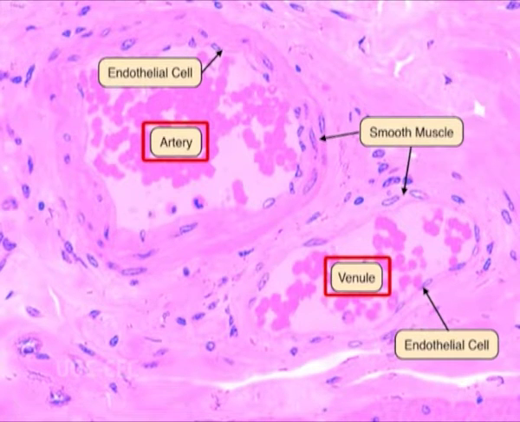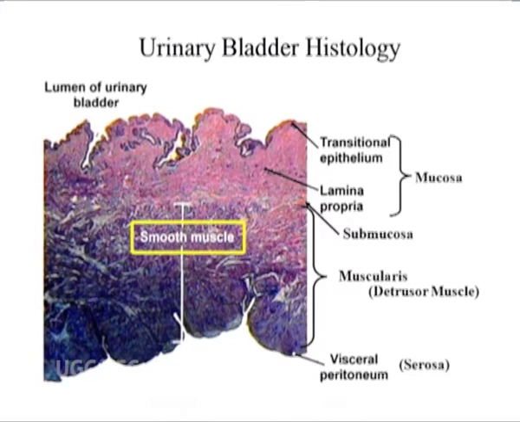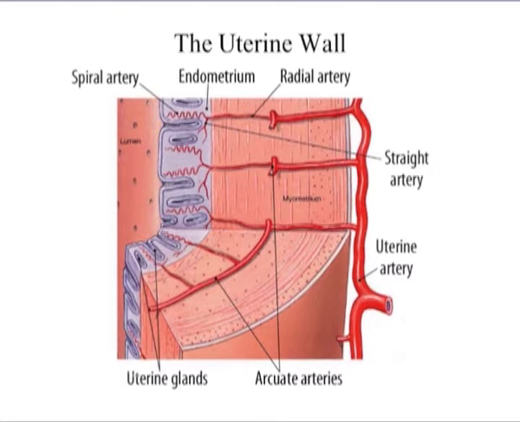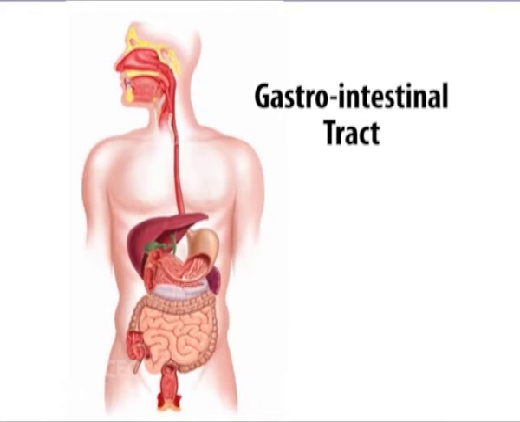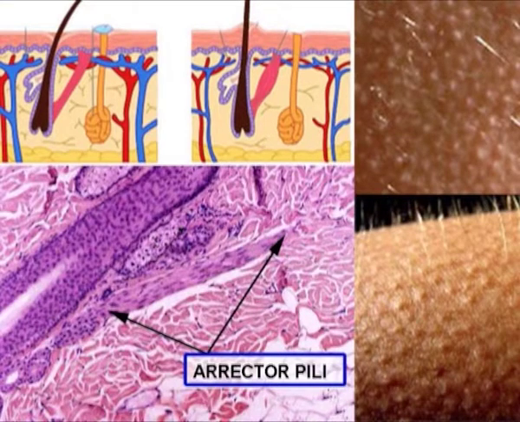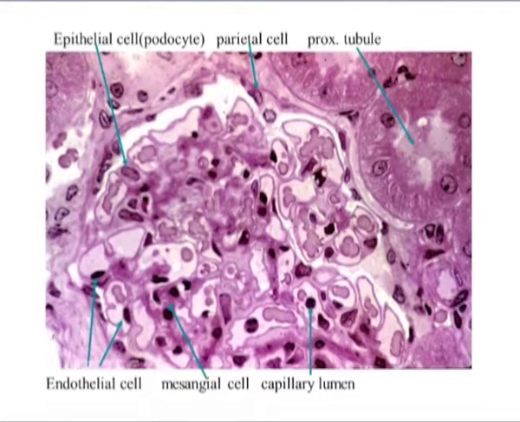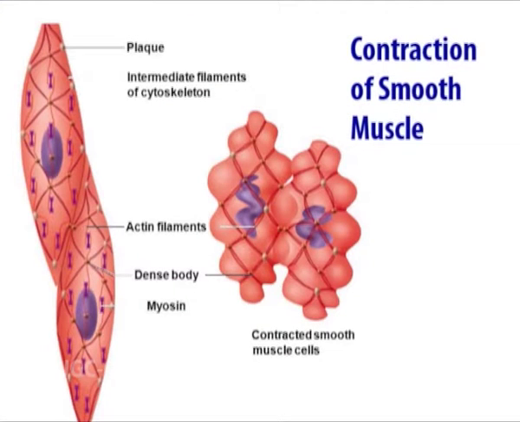Smooth muscle is found within the walls of blood vessels, called vascular smooth muscle, lymphatic vessels, urinary bladder, uterus, termed uterine smooth muscle, gastrointestinal tract, respiratory tract, arrector pili of skin, the ciliary muscle, iris of the eye, and glomeruli of the kidneys, called mesangial cells. Most of the volume of the cytoplasm of smooth muscle cells has myosin and actin.